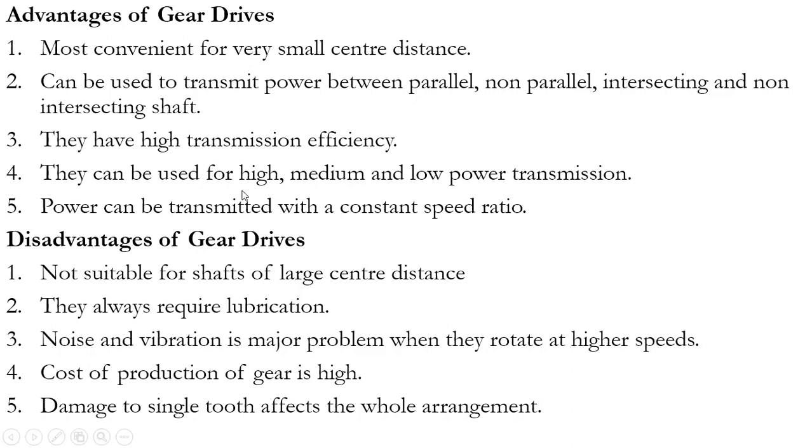Next, they have high transmission efficiency, that is, these gear drives have high transmission efficiency. Next, they can be used for high, medium and low power transmission. So gear drives may be used for high power as well as medium or low power transmission. No restrictions for gear drives here. Next, power can be transmitted with a constant speed ratio. Yes, we discussed in the definition itself that power can be transmitted with almost a constant speed ratio. Next, let us come to the disadvantages of gear drives.